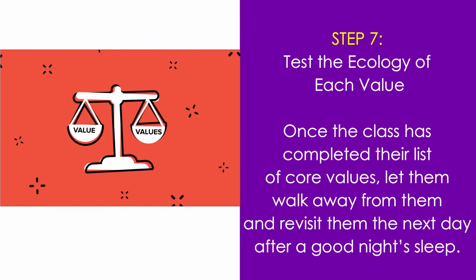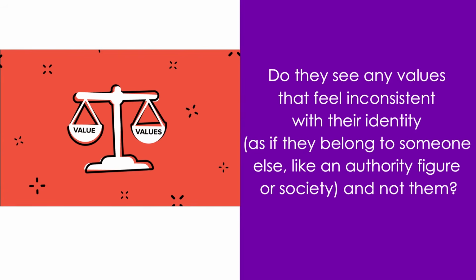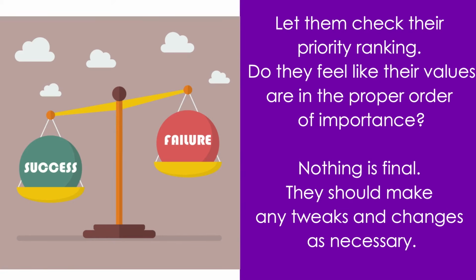Step 7. Test the ecology of each value. Once the class has completed their list of core values, let them walk away from them and revisit them the next day after a good night's sleep. Let them review their list. How do the values make them feel? Do they feel they are consistent with who they are? Are they personal to them? Do they see any values that feel inconsistent with their identity, as if they belong to someone else, like an authority figure or society, and not them? Let them check their priority ranking. Do they feel like their values are in the proper order of importance? Nothing is final. They should make any changes and tweaks as necessary.